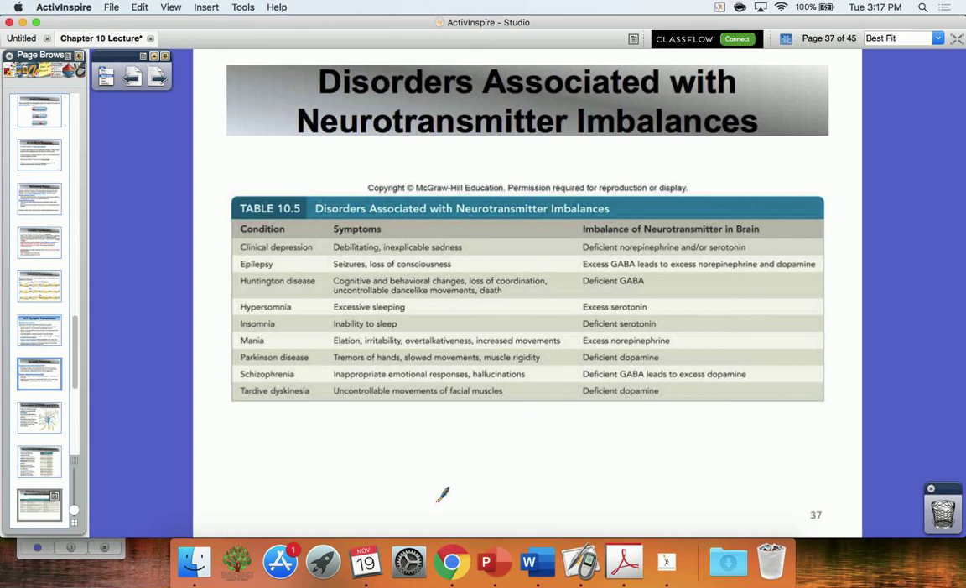And again, I'm not going to ask what conditions are associated with different neurotransmitter imbalances, but I just want to point out a few. For instance, insomnia, which most of you have heard of, the inability to sleep, is because we have a deficiency of serotonin. Serotonin is a neurotransmitter, or if we have too much serotonin, we have excessive sleeping. And even Parkinson's is related to deficiency of dopamine.